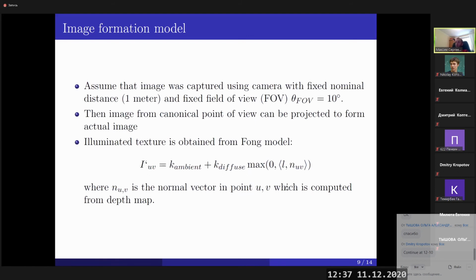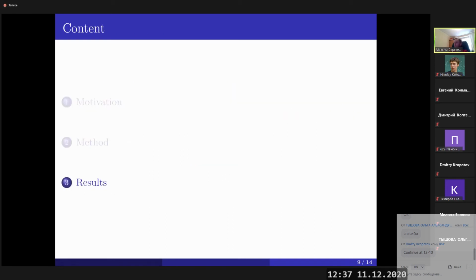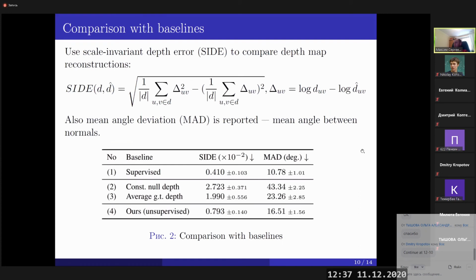So how do we reconstruct the image? As I said before, first of all, we reconstruct texture with some Phong model. It's one of the basic models that only use normals to the surface of the 3D object. And we use some well-known facts from the projective geometry to recover a projected image. So go to the results.